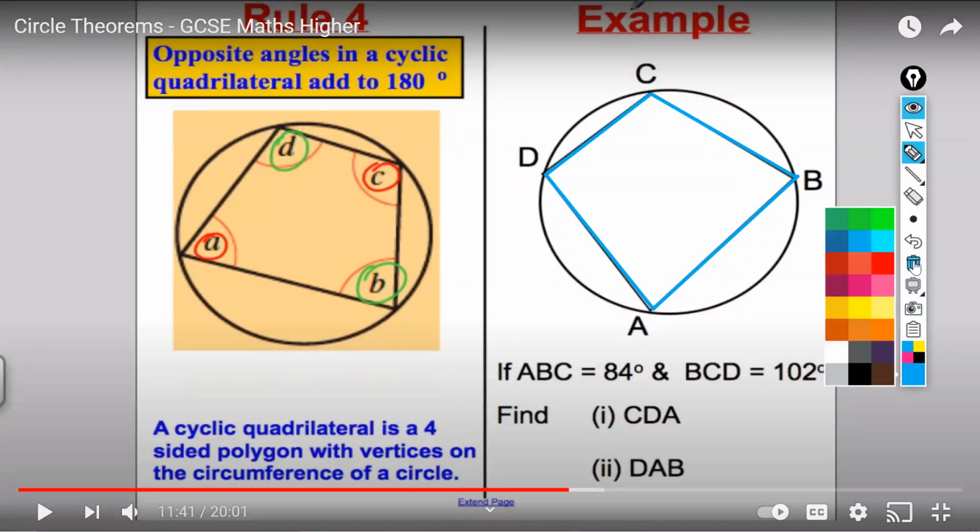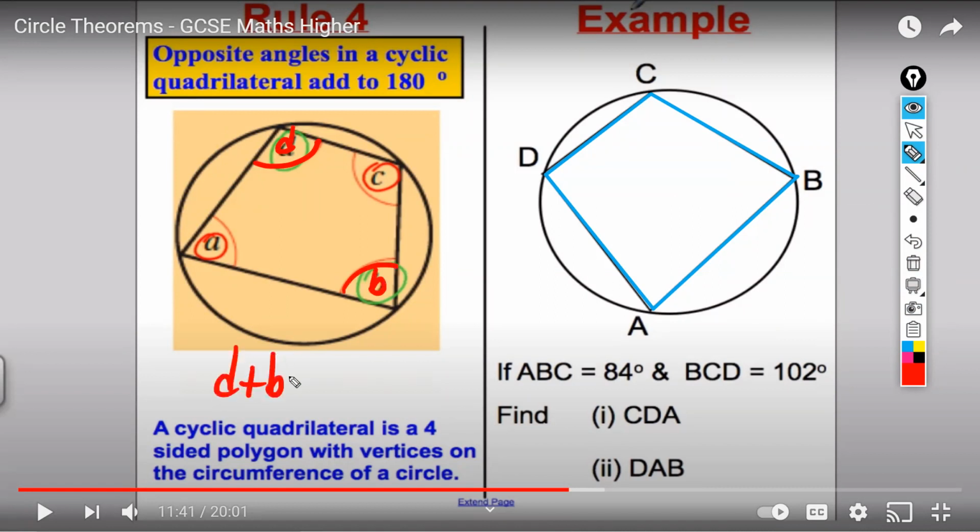So let me just show you what I mean. You have an angle here called D, and you have an angle here called B. D plus B is equal to 180. Same thing here, A plus C is equal to 180. And of course, all the angles add up to 360. So this is not too bad of a rule. I'm gonna ask everybody one of them though.